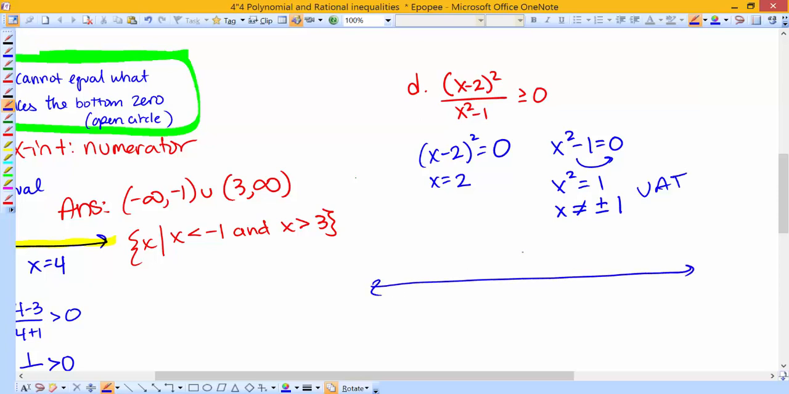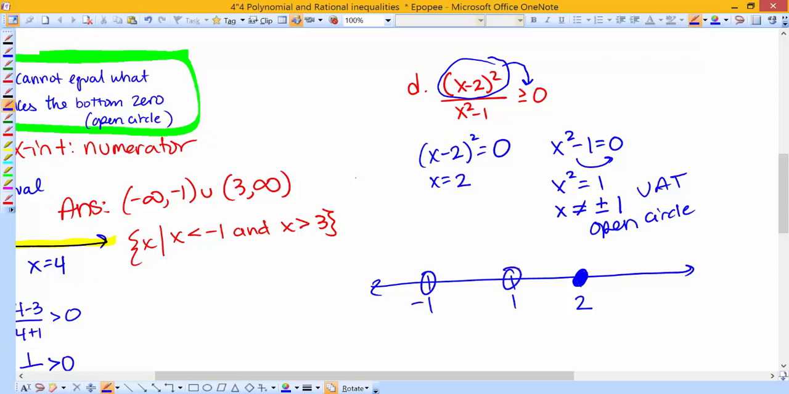So I'm going to make my number line. I have negative 1, 1, and 2. Now let's talk open and closed circles. When you're looking at the numerator, you pay attention to the sign of the inequality that you're given. Since it is greater than or equal to 0, you actually get a closed circle for the 2. Now on the denominator, we need to remember the denominator always gets an open circle because that is your vertical asymptote.